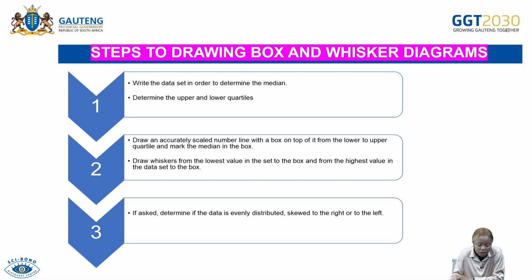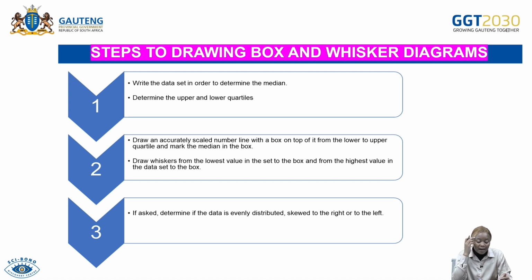And then thirdly, you need to draw an accurately scaled number line with a box on top of it from the lower to upper quartile and mark the median in the box. So make sure that when you are drawing your box and whisker diagram, you have a scale. Your numbers, your spaces in between, they should be the same. So you make sure that you use a ruler. Okay, and then fourthly, you need to draw your whiskers from the lowest value in the data set to the box and from the highest value in the data set to the box.